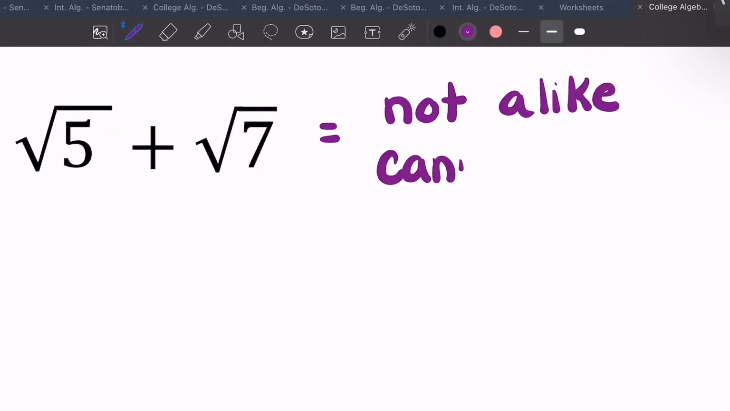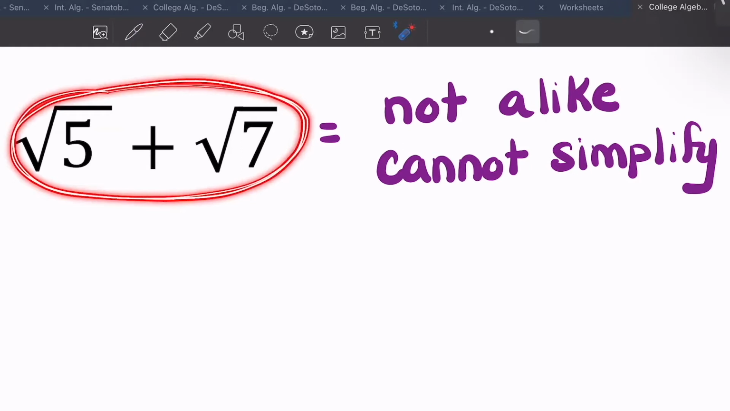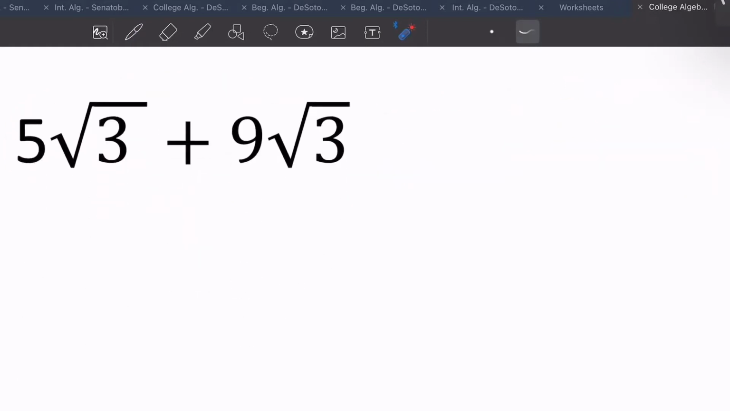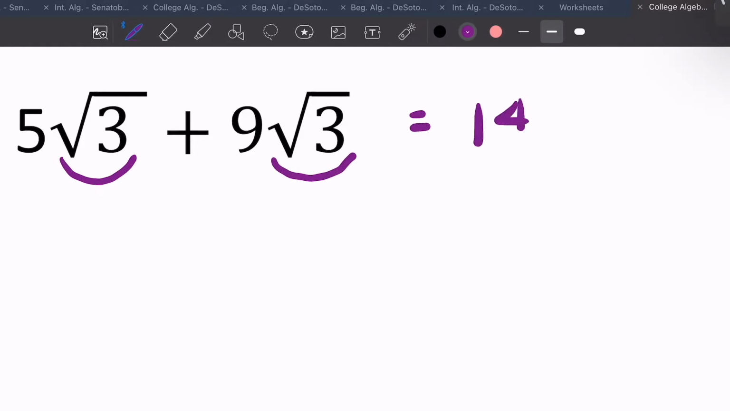And we cannot simplify this any more than it's already simplified. So this right here is this expression in simplest terms, okay? What about this one? 5 on the square root of 3 plus 9 on the square root of 3, okay? Remember, we can only add radicals if they are alike. Well, the square root of 3 is the same as the square root of 3. So what we do, because we have this and this, we get 14 on the square root of 3.